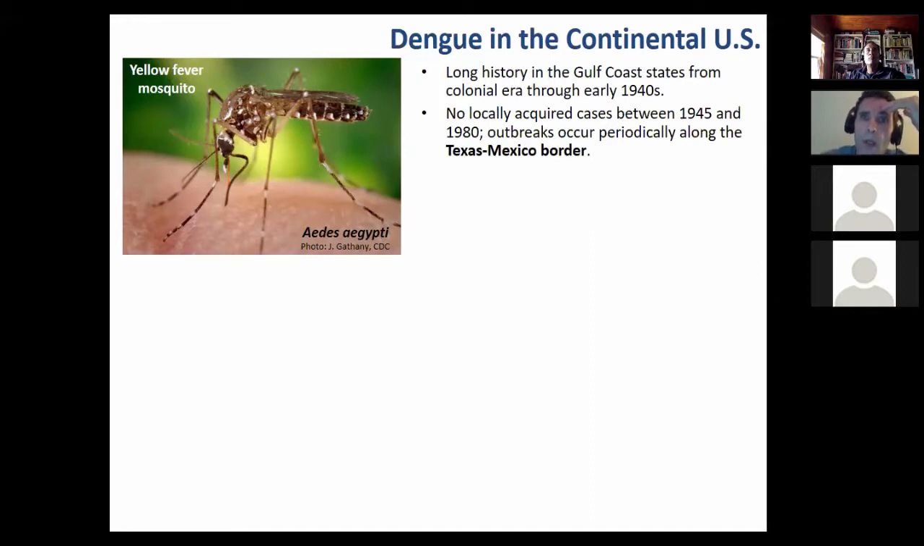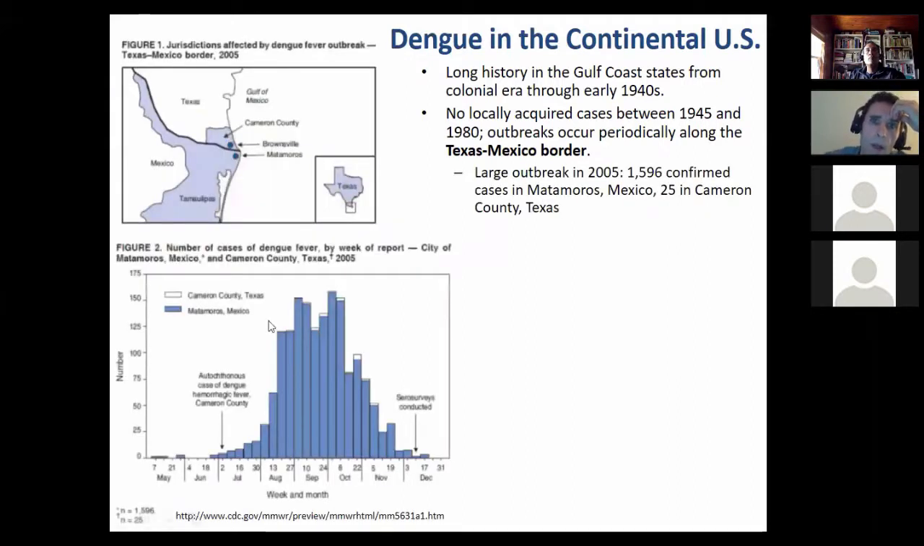There have been no locally acquired cases between 1945 and 1980, but since 1980, there were outbreaks periodically along the Texas-Mexico border. There was a large outbreak in 2005 where we had almost 1,600 confirmed cases on the Mexican side of the border, but about 25 cases in Texas. And a lot of this has to do with human behavior and just exposure, having window screens on houses, time spent outdoors, those sorts of things, because distance-wise there's not much difference, and the mosquito populations are very similar there as well.